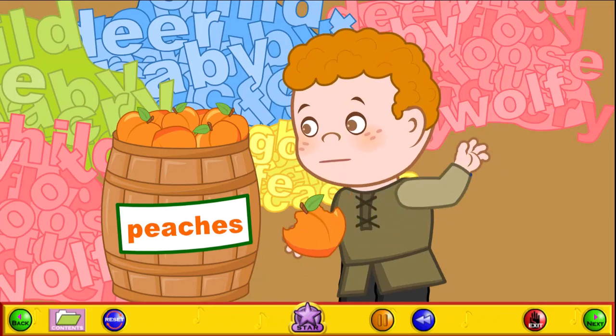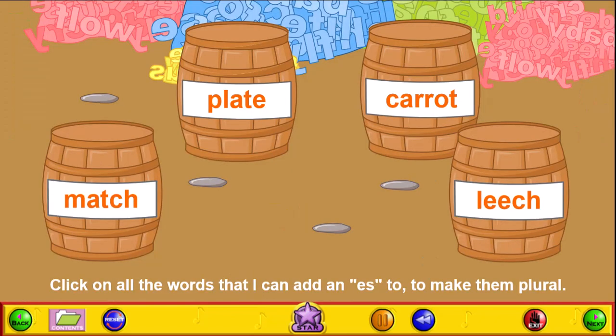But what about all of these other words? Click on all of the words that you can add an ES to make them plural. So I'll help out again. Sometimes I'll get the right answer, sometimes not.